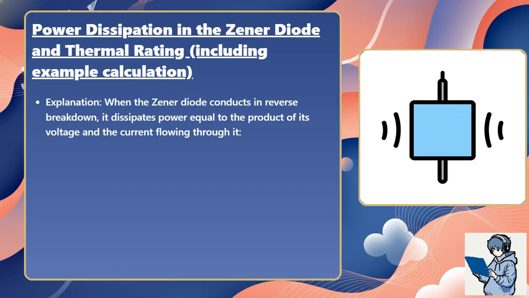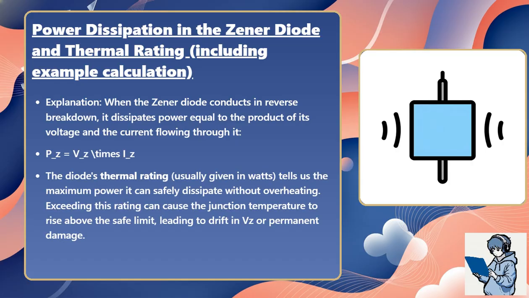Explanation. When the Zener diode conducts in reverse breakdown, it dissipates power equal to the product of its voltage and the current flowing through it. P sub Z equals V sub Z times I sub Z. The diode's thermal rating, usually given in watts, tells us the maximum power it can safely dissipate without overheating. Exceeding this rating can cause the junction temperature to rise above the safe limit, leading to drift in V sub Z or permanent damage.